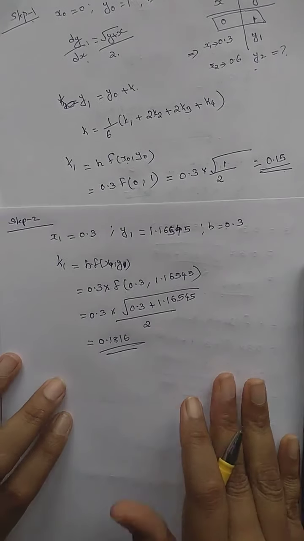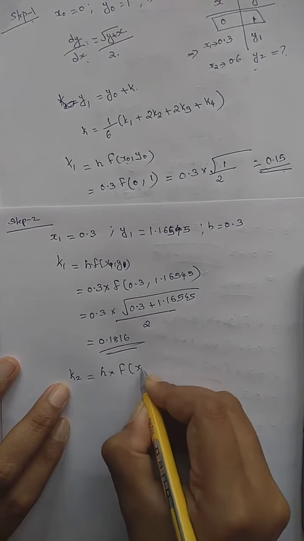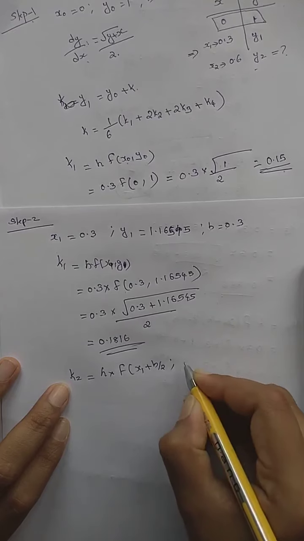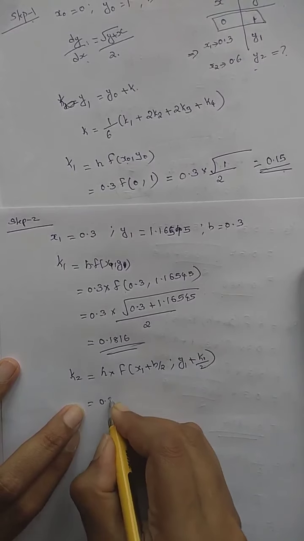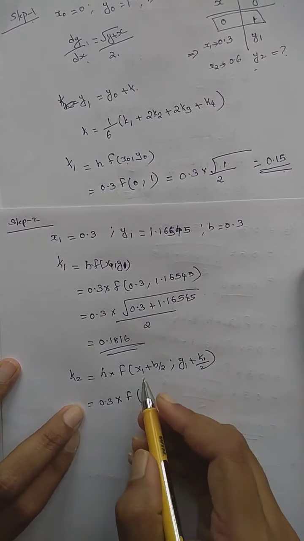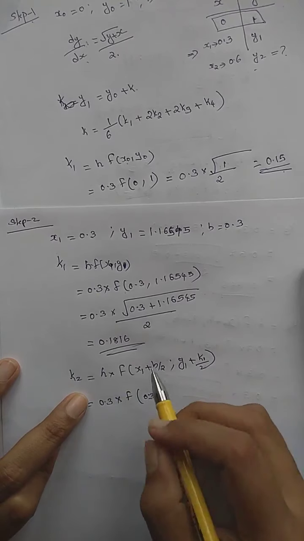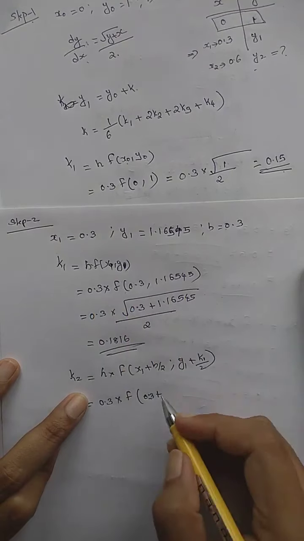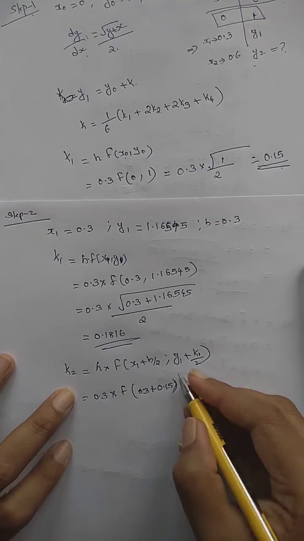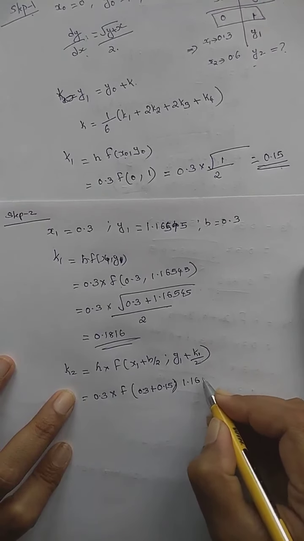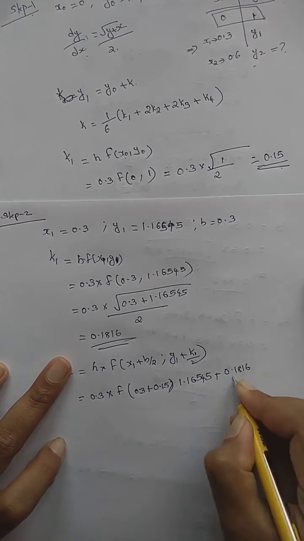Okay, K1 value is 0.1816. Now we have to find out K2. K2 is equal to h into f of x1 plus h by 2 and y1 plus K1 by 2. So that is equal to 0.3 into f of, what is x1? x1 is 0.3, plus what is h by 2? h by 2 is 0.15, comma, y1 value is 1.16545 plus K1 value 0.1816 by 2.